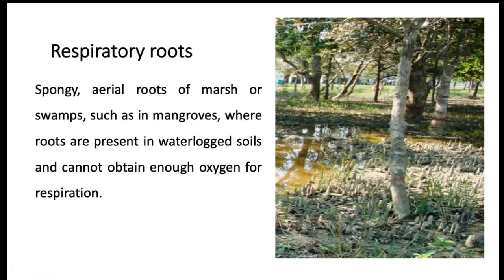But in these types of plants, when the soil is swamp or marshy, the land is covered with water. So plant roots cannot have enough oxygen in the ground for respiratory purposes. That's why the root has some specialized structure which comes out of the ground, and the tip of this structure remains in the air so that they can take oxygen straight from the air. These types of roots are called respiratory roots, and this type of specialized root is called pneumatophore, which is very common in Sundarban and that part of the mangrove tidal forest.